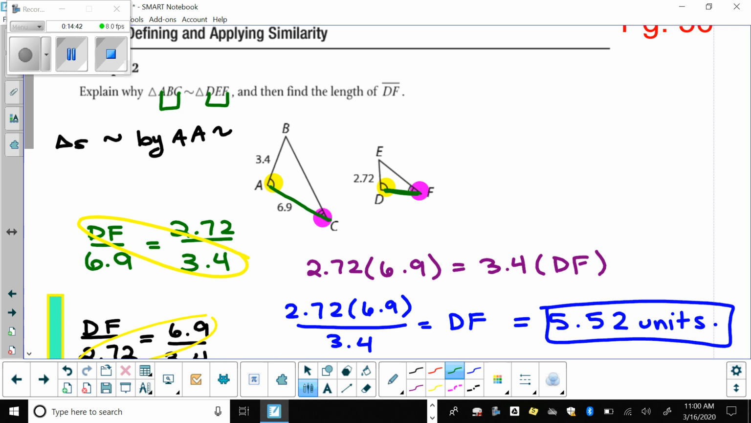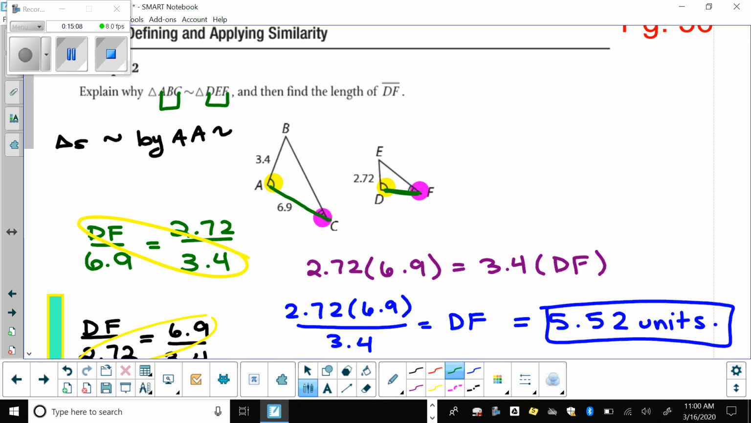Explain why triangle ABC is similar to triangle DEF, and then find the length of DF. Notice that the order of the letters matters. The triangles are similar because, as I highlighted, they told us A is congruent to D and C is congruent to F. So by AA similarity, the triangles are similar.